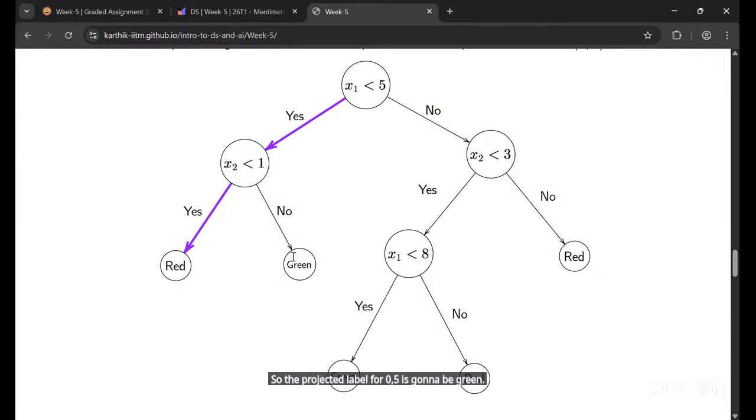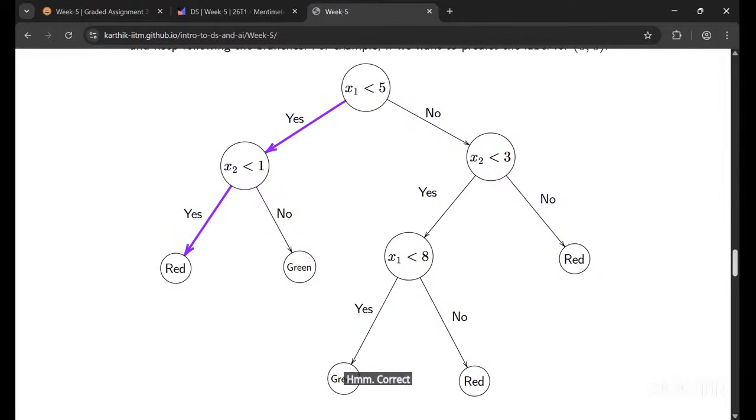And what about 6, 1? Somebody else? You basically have to take me through the tree. First it will check x1, which is greater than 5, so we will go to its no side. Then x2 is less than 3 because it is 1, so we will go to its yes side. Then 6 is less than 8, so we go to its yes side. So we end up getting green. Correct. I hope everyone follows that, and the answer to both the questions is green.